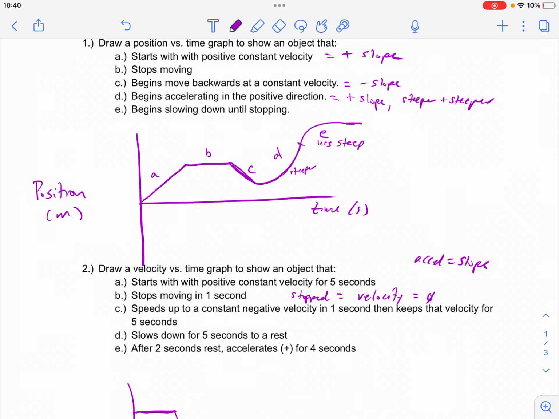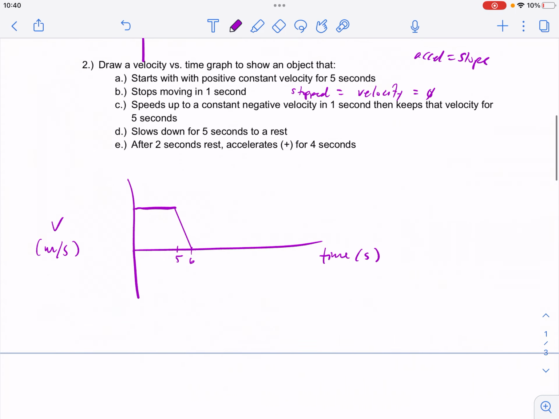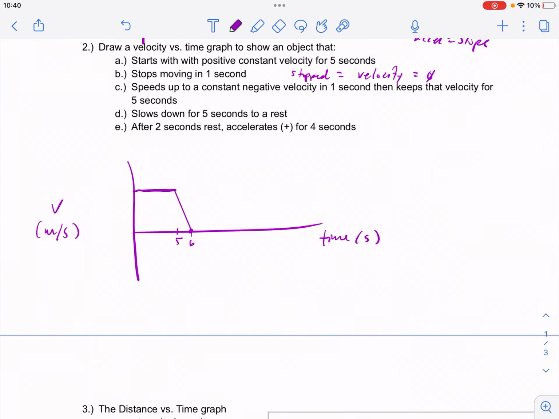Whereas on the position graph, when you're stopped, it just means that your position stops changing. So you might still be up here, you could be down below. It's just that it's not changing anymore. Whereas when you're stopped on a velocity graph, you have to be down here at 0. You have to have 0 velocity.